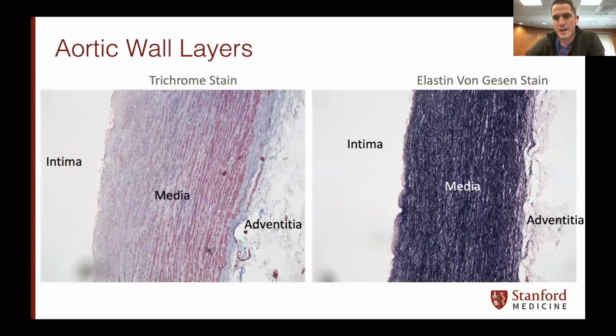And this is just a picture of some of those aortas to give you a sense of what we're looking at. On the left side is what's called a trichrome stain, and that gives us a look at the collagen, which is one of the main proteins within the aorta. You can see that in blue there, and the red is actually the cells.